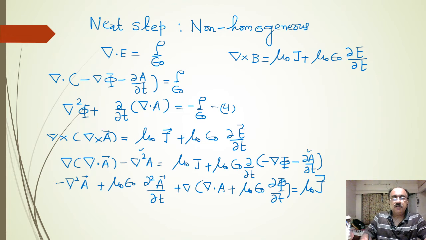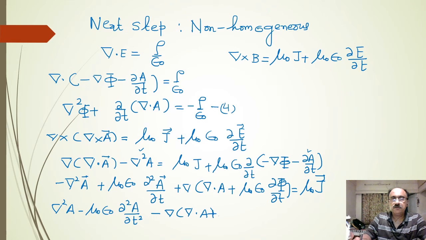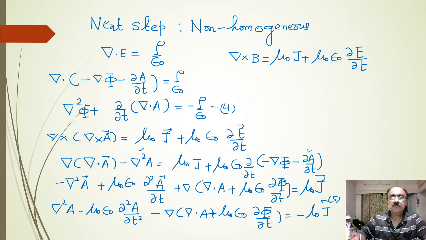So finally rearranging, we can again change the sign: del 2A minus mu 0 into epsilon 0 del 2A upon del t2 minus gradient of divergence of A plus mu 0 into epsilon 0 del phi upon del t is equal to minus mu 0 into J. So this is equation number 5 probably. Okay, we can check it. So this is equation number 5, and this is equation number 4.